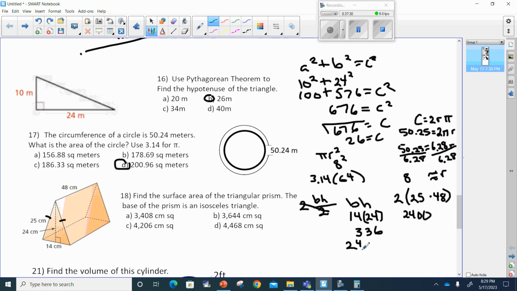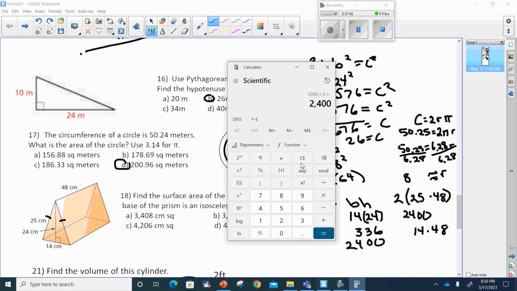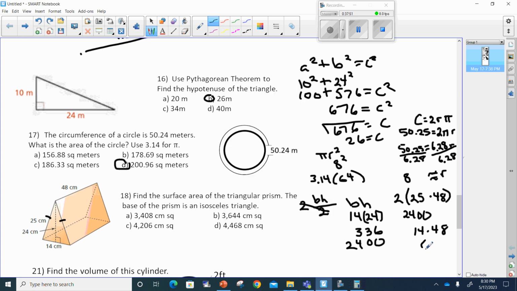Now remember, there's one more rectangle here, and that's the one on the bottom. The bottom was 14 by 48. So there's one that's 14 times 48. Well, 14 times 48 is going to give us 672. So we'll add that on as well.